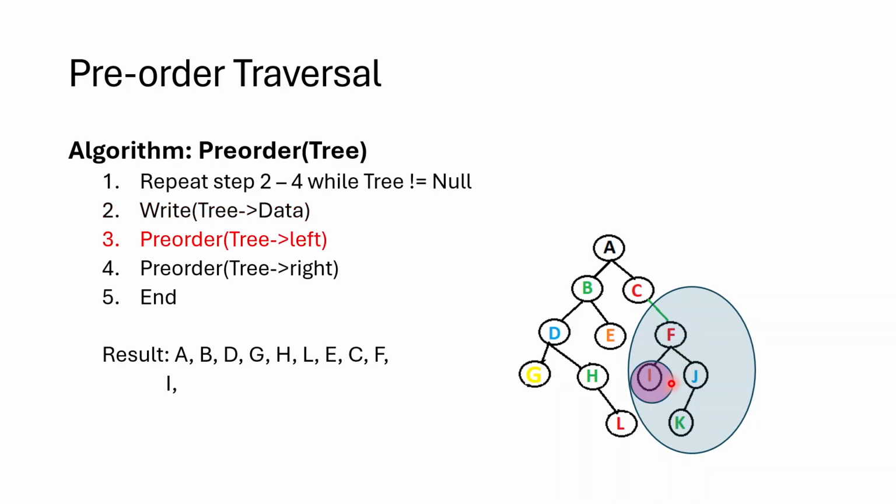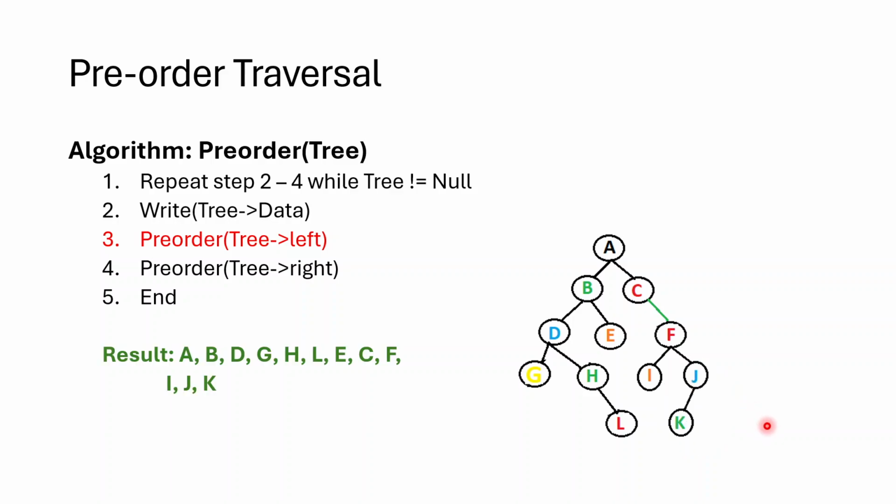Yes, this is a subtree. I is the root node. So I is done, and I comes in the output. Once I comes, does I have a left child or right child? No. So the left side of F is completely done. It goes to the right side. In the right side, the root node is J. J is done. Once the root node is done, it goes to the left child, K. And the right child of J is nothing.